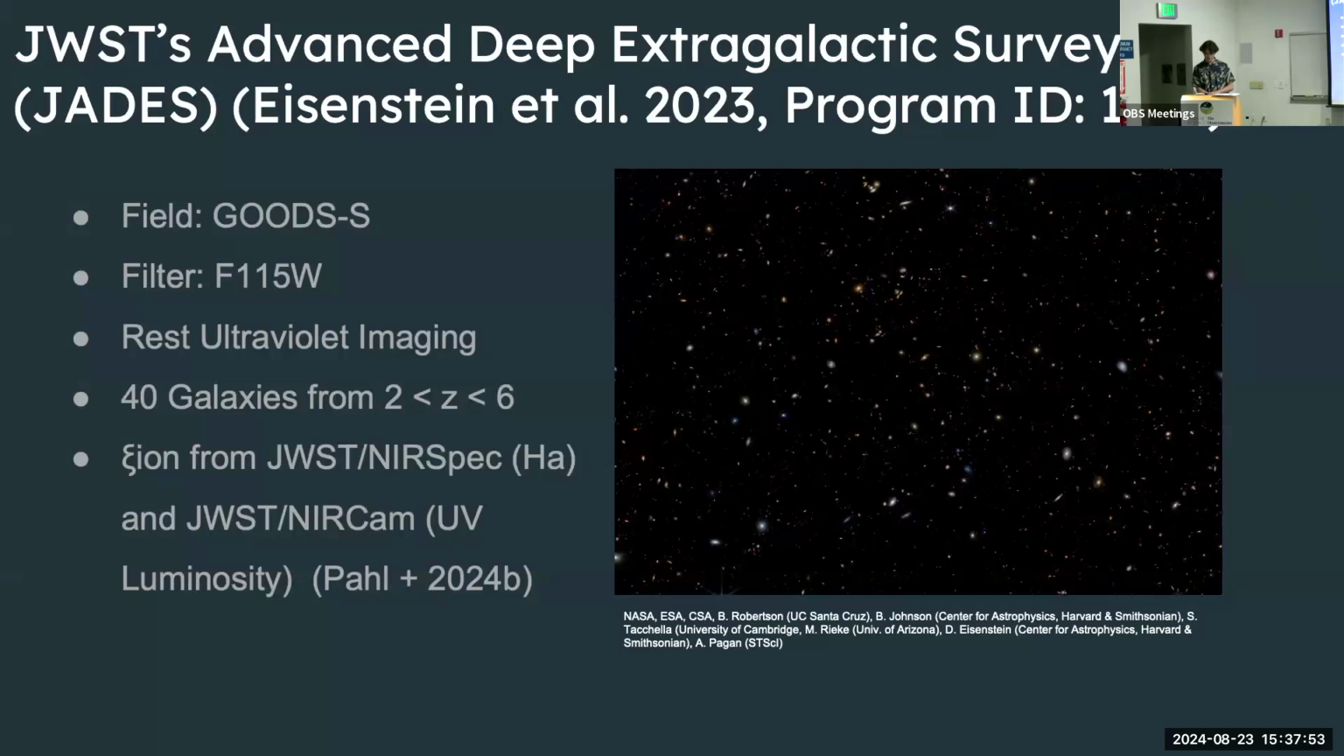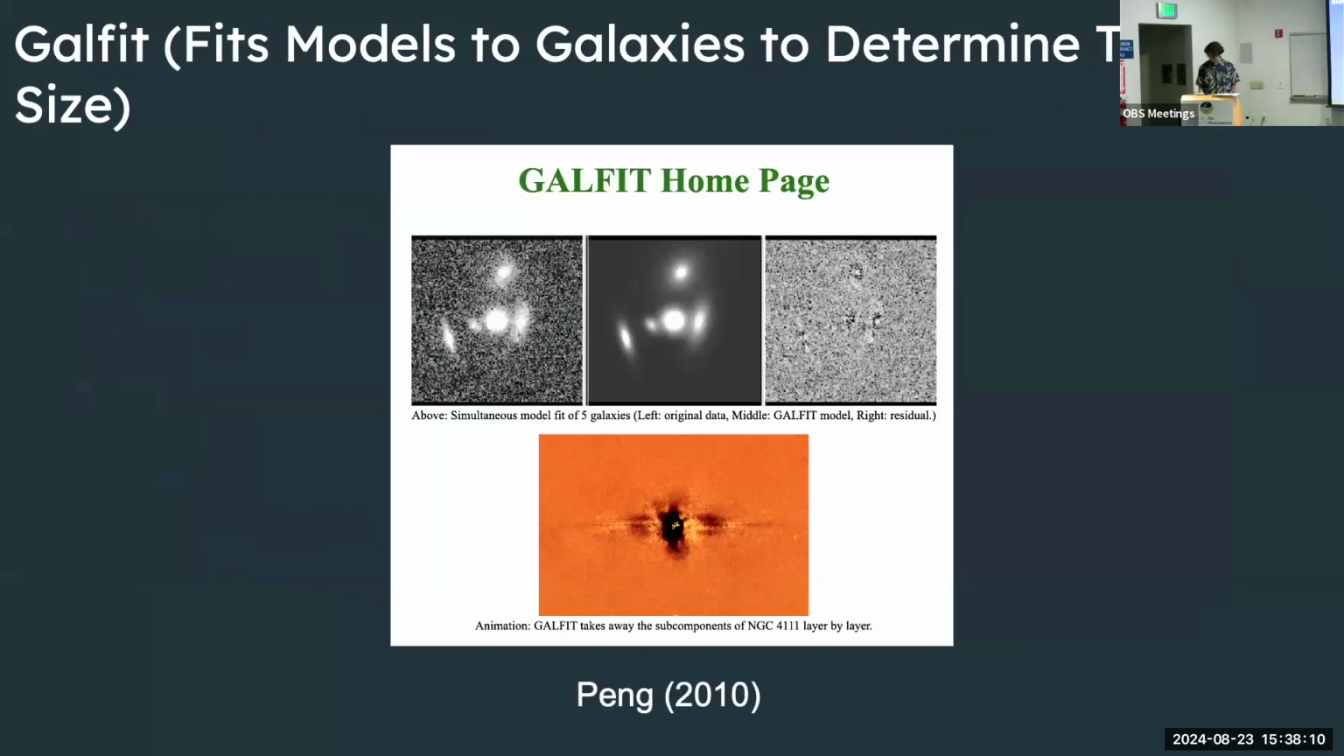The photos were taken specifically in the GOODS-South field at F115W, meaning in a 1.15 micrometer wide filter in the near infrared spectrum. Our filter corresponds to rest ultraviolet imaging for galaxies in the redshift range of 2 to 6.